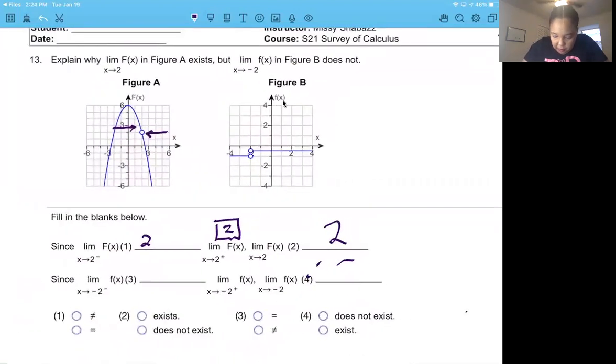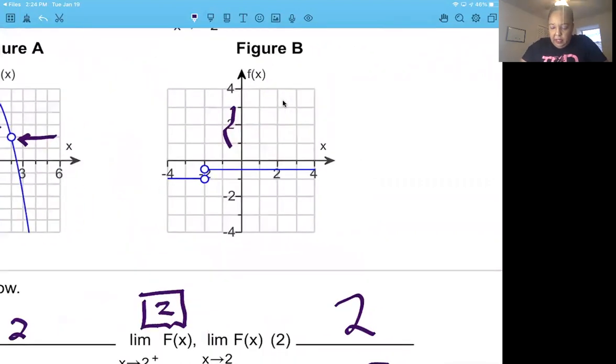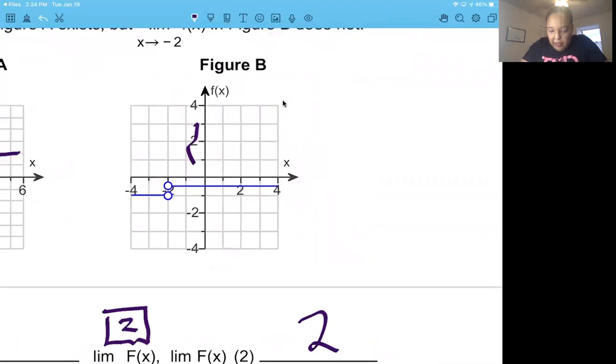Now, on this one, the limit from the left of -2 is -1. Man, my pencil is just not working. Well, we'll just talk through it here. So the limit here from the left is -1.